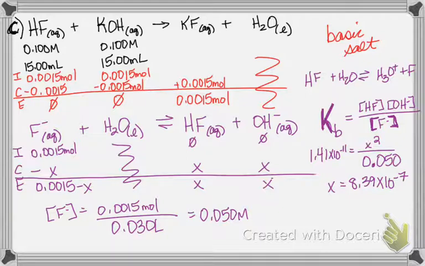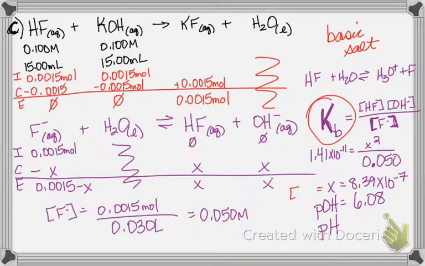What's the negative log of that? It's going to give us a number, obviously, but what is that number telling you? The negative log of that gives me the pOH. How do I know that? Because if I use a Kb, x is always equal to the hydroxide ion concentration. And so to get the pH, I've got to subtract it from 14. And the pH is going to be 7.92. And that's part C.